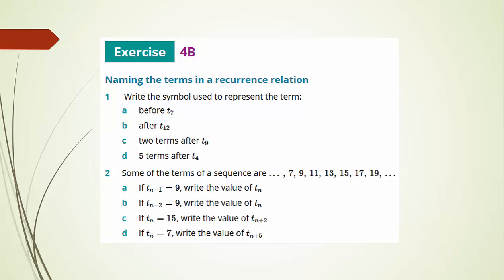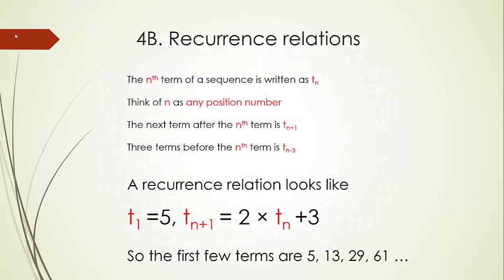Looking at the exercise which is coming up, you'll be asked to do questions like this. Write the symbol used to represent the term before T7. Well, that's going to be T6. And in question 2, some of the terms of the sequence are there. So we're starting at 7, 9, 11, going up in 2s. So if Tn minus 1 is 9, you know that Tn, the next one, is going to be 11. And if Tn minus 2 is 9, the value of Tn is therefore going to be 13, 2 further forward. Leave that to you later.